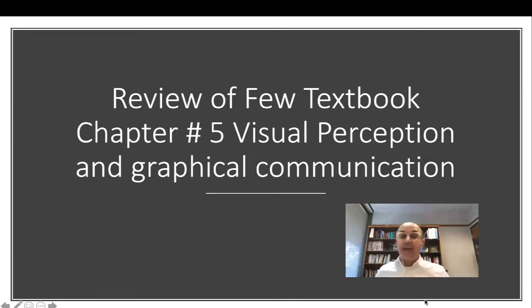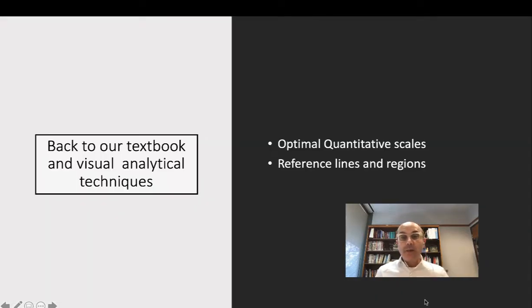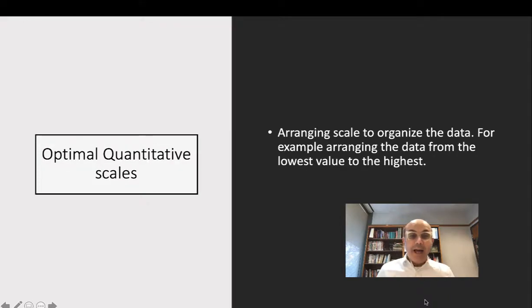The idea of chapter 5 in Visual Communication: he talks about the idea of quantitative scale and reference lines and regions. The quantitative scale is a way for us to arrange the scale to organize the data, for example, arranging the data from the lowest to the highest. Remember descriptive statistics? He just gave it another name for range. So this is another way for him to describe, in a different set of words, what descriptive statistics does for us.